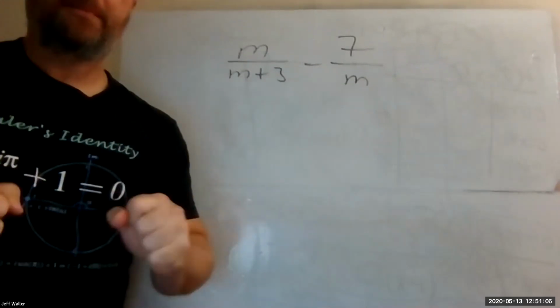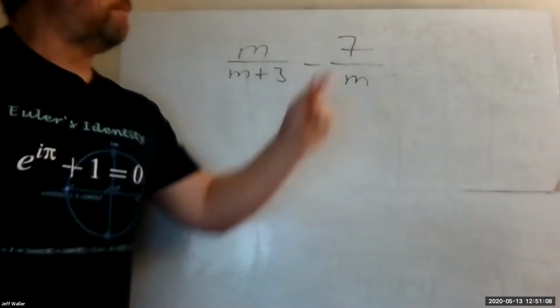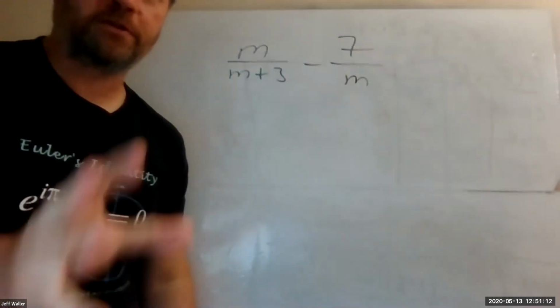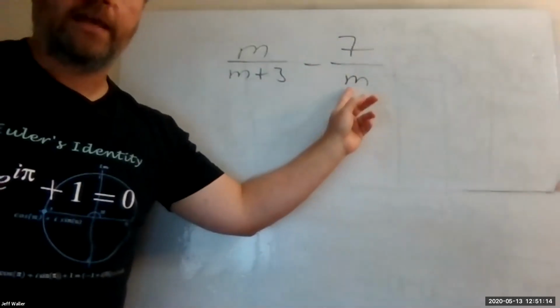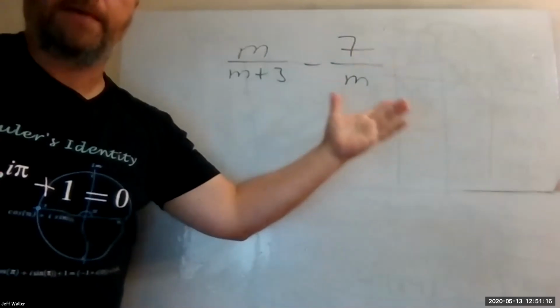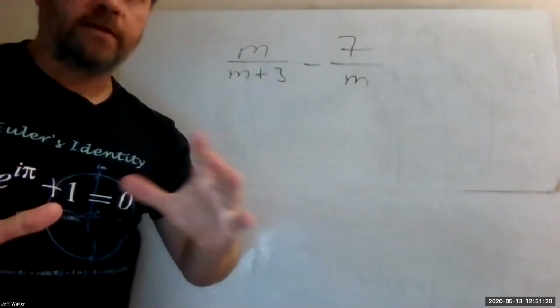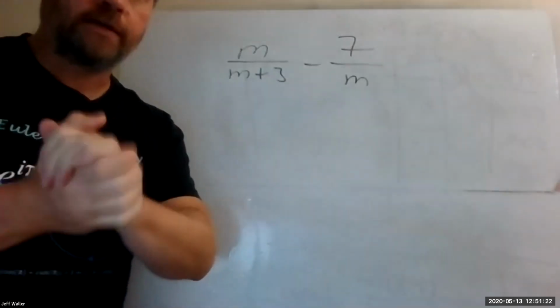But it can't be. Because if I multiply by 3, which is the only thing I'm allowed to do, multiply or divide, I'm going to get 21 over 3m. I'm not allowed to add something to the top and bottom of a fraction. Do you guys see what I'm saying?